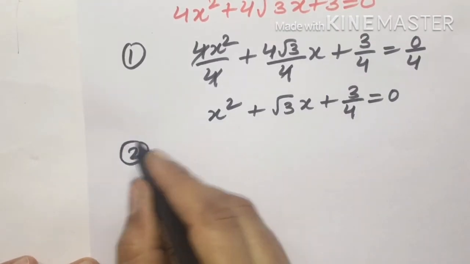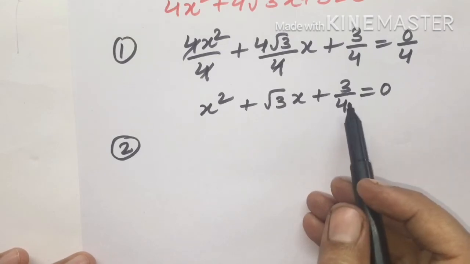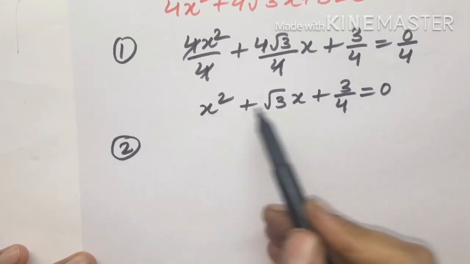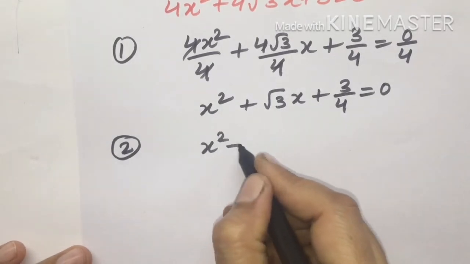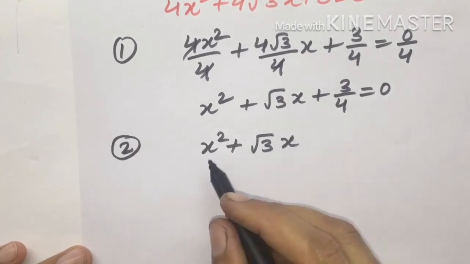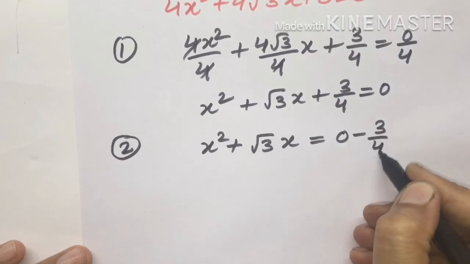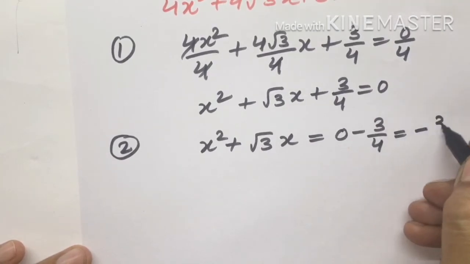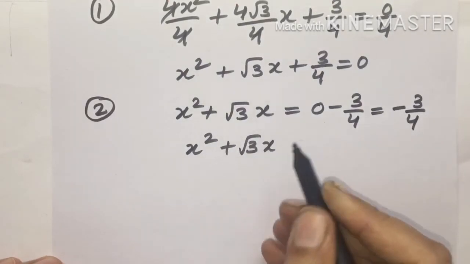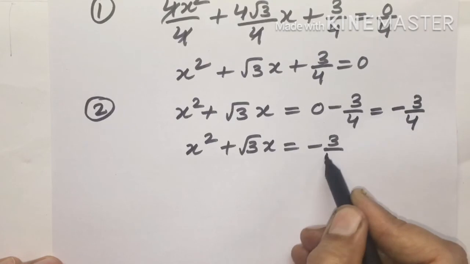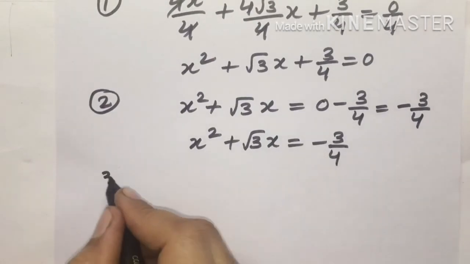So in the second step, as we did in the first example, we have to send this constant term to the right side. So these are the variables, and this is the constant term. We will send it to the right side. Left side x square plus root 3x is equal to 0 minus 3 upon 4. So now the equation is x square plus root 3x is equal to minus 3 upon 4. Now we will move to our third step.